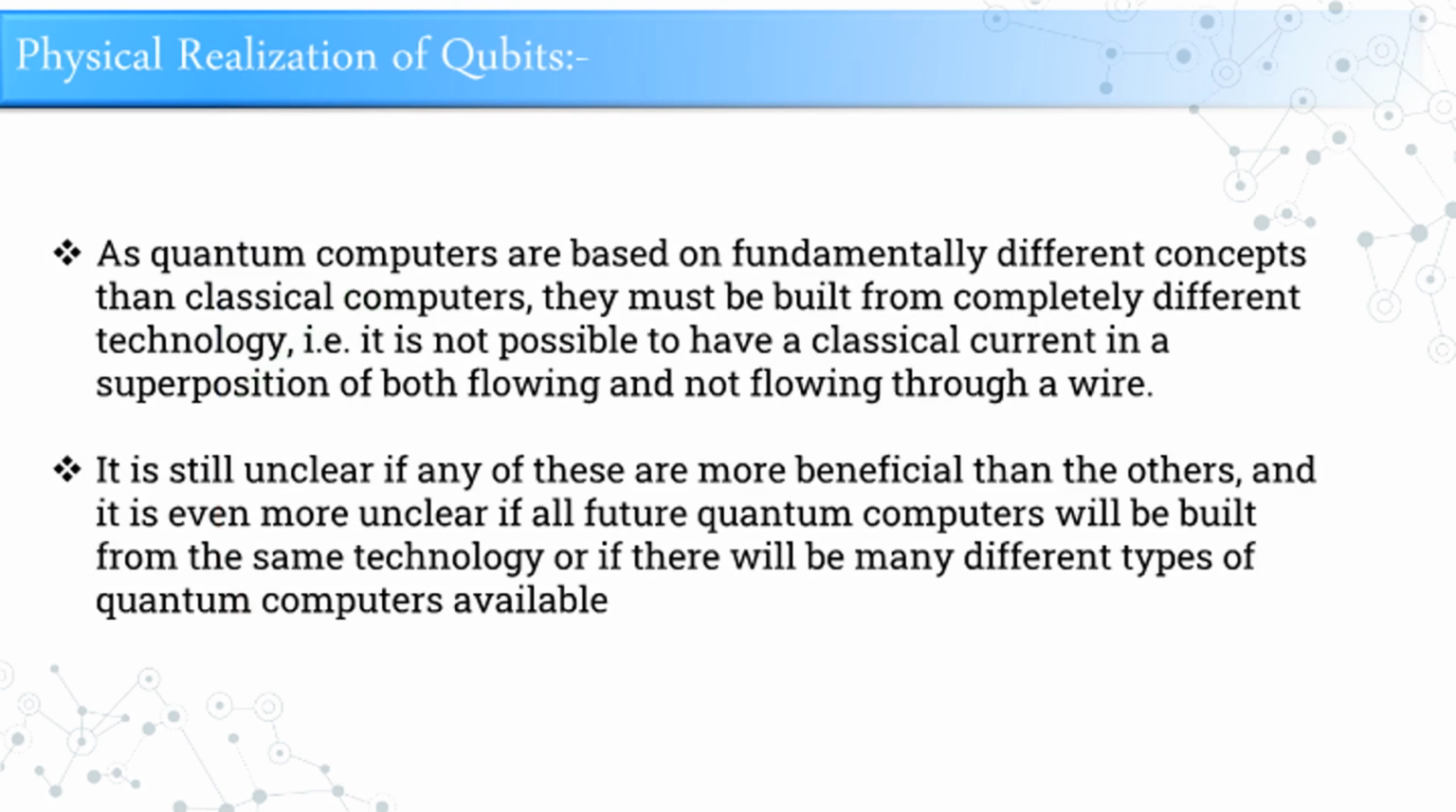As quantum computers are based on fundamentally different concepts than classical computers, they must be built from completely different technology, i.e., it is not possible to have a classical current and a superposition of both flowing and not flowing through a wire. It is still unclear if any of these are more beneficial than the others, and it is even more unclear if all future quantum computers will be built from the same technology or if there will be many different types of quantum computers available.